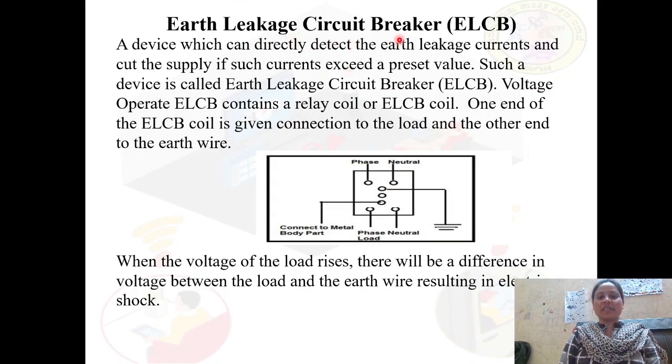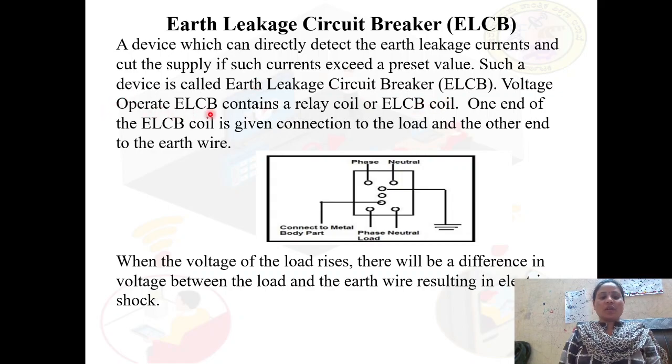Next is the earth leakage circuit breaker. A device which can directly detect the earth leakage current and cuts the supply if such current exceeds the preset value is called an earth leakage circuit breaker. We call them ELCB, or earth leakage circuit breaker.